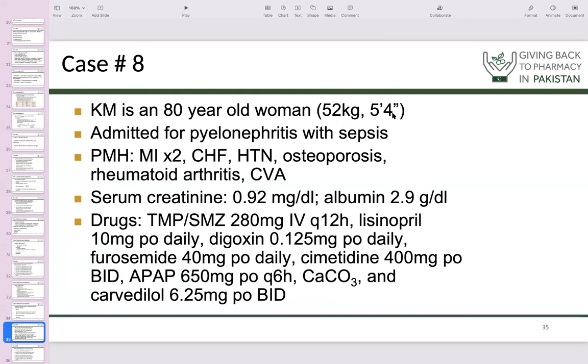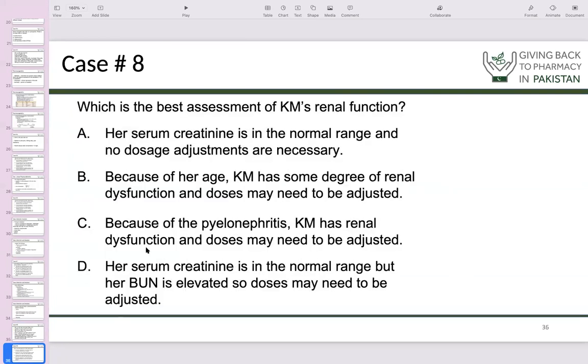Height does not matter much in the Cockcroft and Gault equation, but for an 80-year-old, 52 kg female with 0.92 creatinine, if you calculate now, 140 minus age, times weight, divided by 72 times serum creatinine, times 0.85, definitely her creatinine clearance or GFR would be less than 30. At this creatinine clearance, obviously you need to adjust doses for many medications. So the best answer here is not because of pyelonephritis, it's because of her age, because she is geriatric, 80.